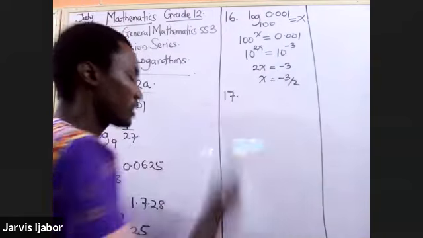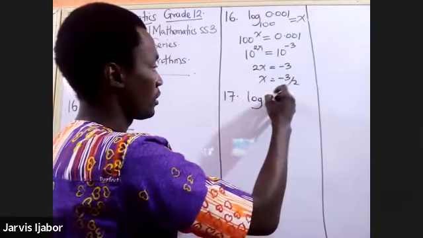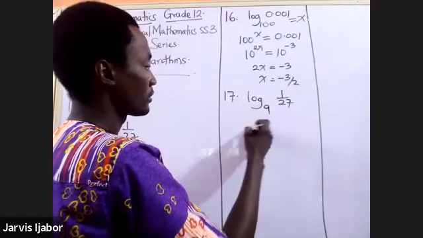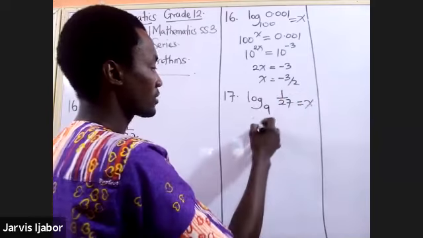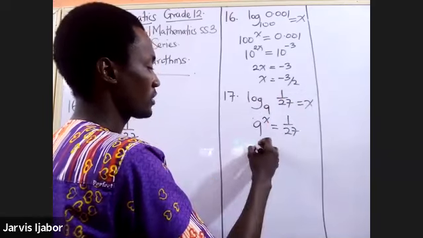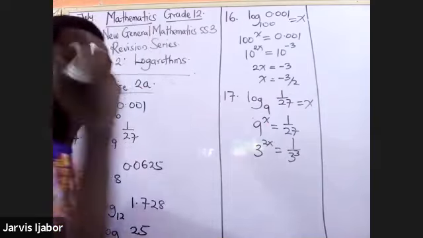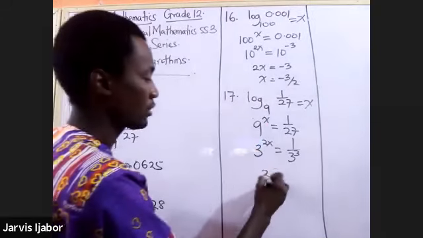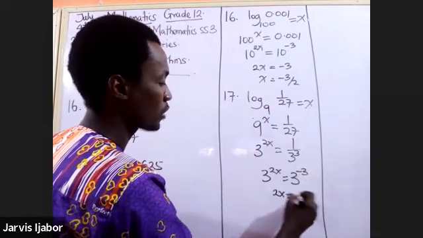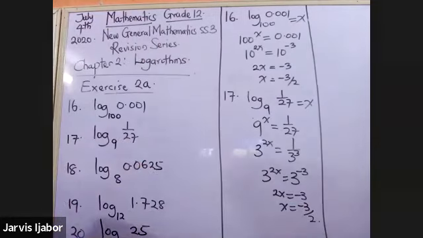Now question 17. In question 17 you have log 1 over 27 base 9. So this will be equal to x. So 9 raised to the power of x is equal to 1 over 27, which means that 3 raised to the power of 2x is equal to 1 over 3 raised to the power of 3. Notice that these things you must know them. 3 raised to the power of 2x is equal to 3 raised to the power of minus 3. 2x is equal to minus 3 and x is equal to minus 3 over 2. Interesting. The same kind of answer.